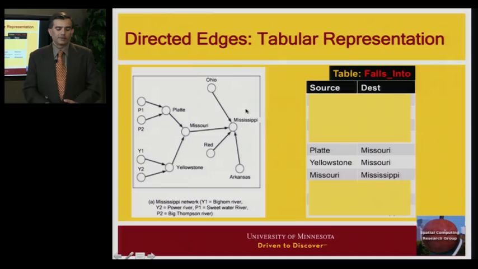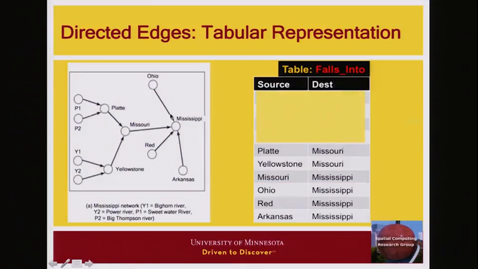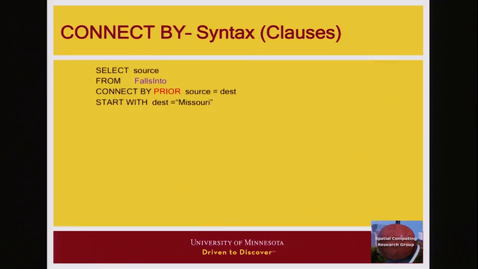Okay. So if I actually created one row for each of these edges, then you are going to get a few more rows like this, Ohio, etc., falling into Mississippi. They are here, and the remaining tributaries to Missouri are here. Okay. So once you have this tabular representation, we can work with SQL and we can look at the syntax of this statement. Here is a very simple example of connect by.